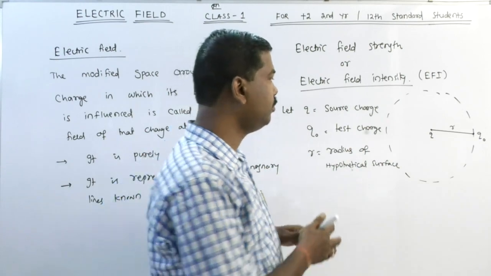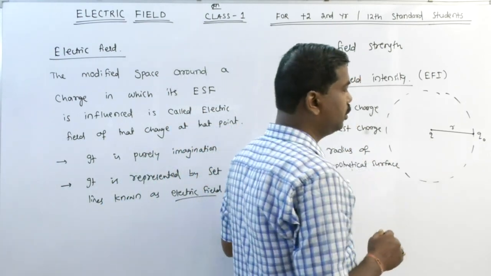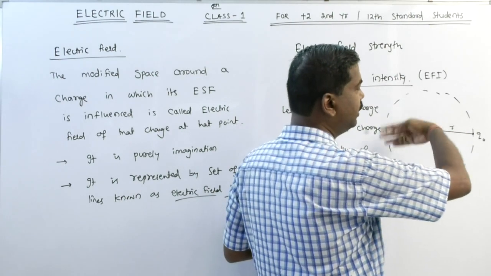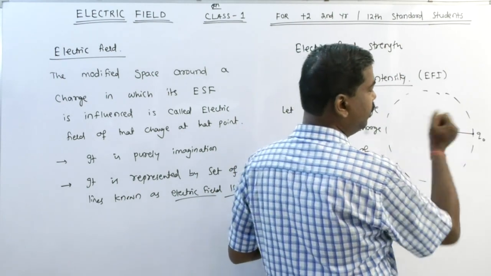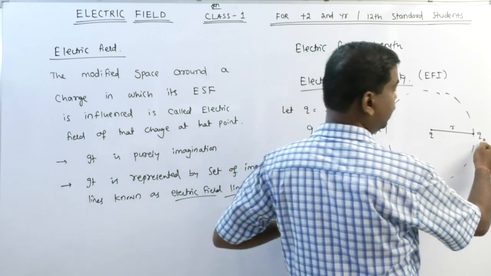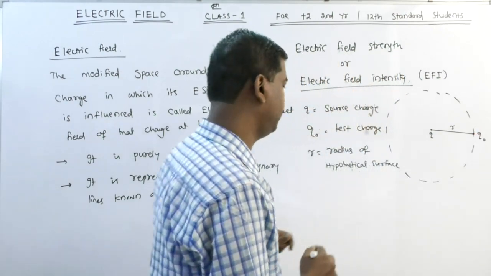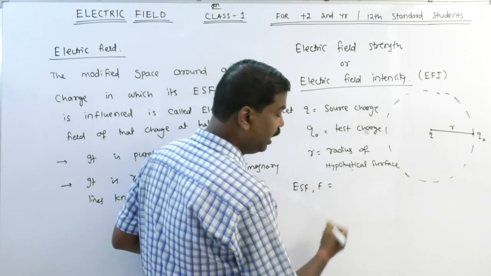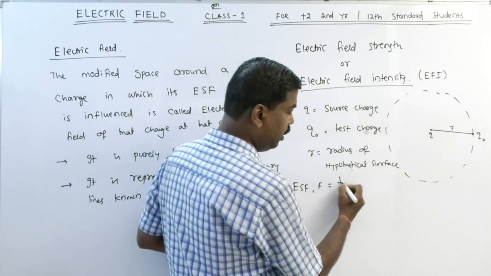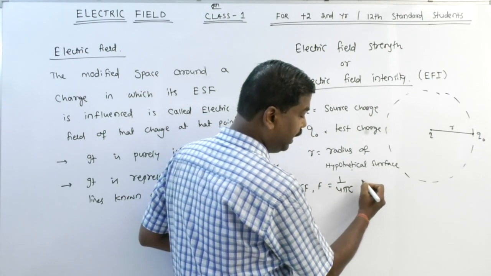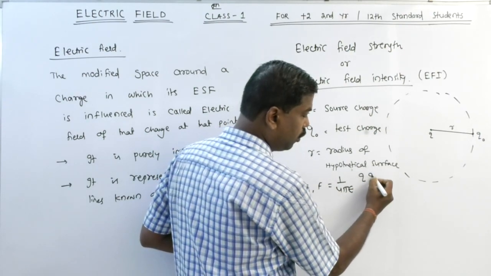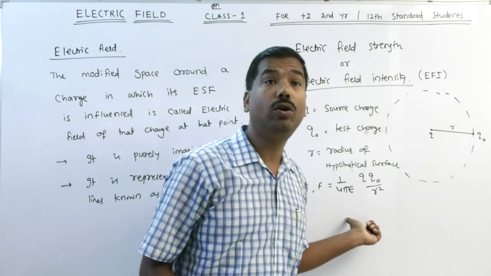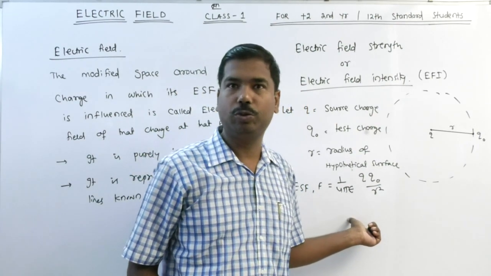Clear? So I place the source charge Q at the center, with its imaginary Gaussian surface, or you can say the imaginary surface of radius R, and on the surface the test charge Q0. Now, if it is so, then the electrostatic force F is 1 by 4 pi epsilon naught, Q Q0 by R square, according to Coulomb's law of electrostatics.